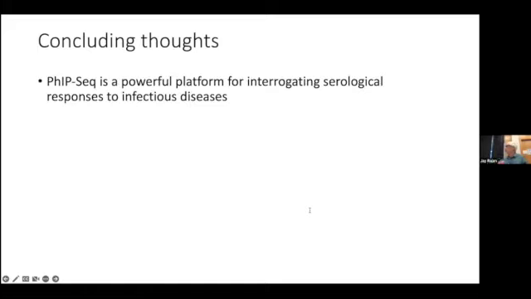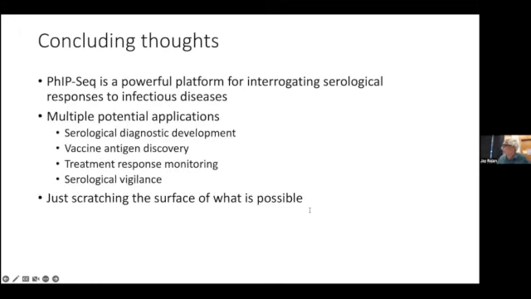So I hope after hearing what I've had to say today, you agree with me that PhIP-Seq is a powerful platform for looking at serological responses to infectious diseases. I think there are lots of different applications that I've already mentioned: diagnostics, vaccine antigen discovery, treatment response monitoring, and then a last one is serological vigilance, which I didn't even get into at all today. Bottom line is I really think we're just scratching the surface of what's possible using this approach.